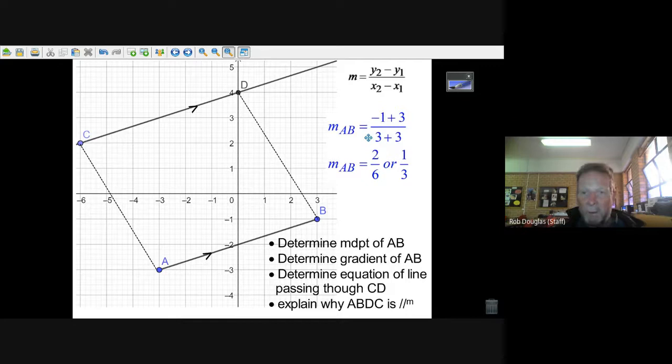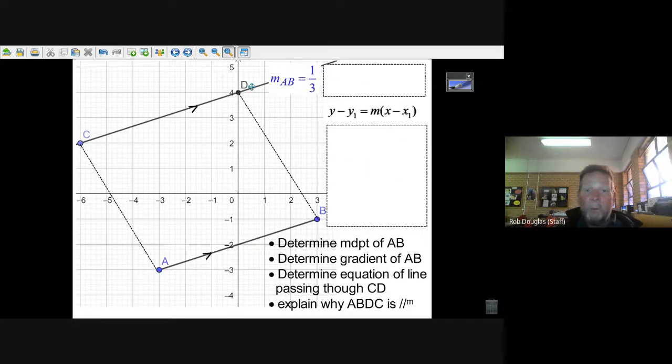Now let's go to the X coordinate of B. I'm doing it from B. The X coordinate of B is 3, but then the X coordinate of A is -3. So I go 3 minus -3, that's 3 plus 3. Well, 3 plus 3 is 6, and -1 plus 3 is 2. 2 over 6 is the same as 1 over 3. The gradient of AB is 1 over 3. So that's the gradient. Let's try the next one.